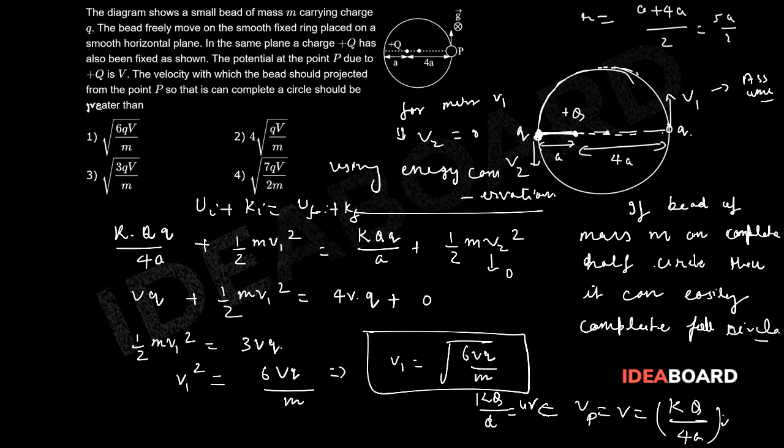So of course this I calculated as the minimum velocity of v1 because I assumed that v2 is 0. So that means v1 must be greater than under root of 6Vq by m, right? So which option should be the right choice? So of course option number 1 is the right choice. Okay.